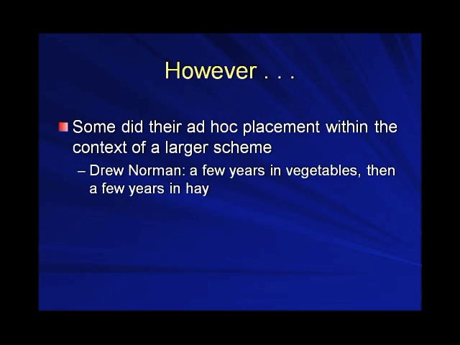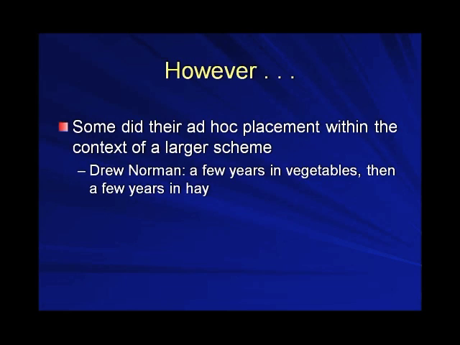So where does that leave us? Well, one thing was very interesting, that although all of them did this sort of ad hoc placement of crops onto particular fields or beds, some of them did that within a larger framework, a larger scheme, you might say. Drew Norman, for example, who I pointed out a little bit ago, he would have 2, maybe 3 years in vegetables, and then he'd rotate that field into hay. And he'd have it in hay for a couple of years and then back into vegetables. Which vegetable crop he grew in any particular year and at a particular spot was based on this sort of ad hoc placement.